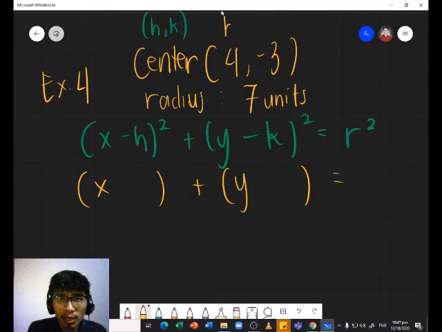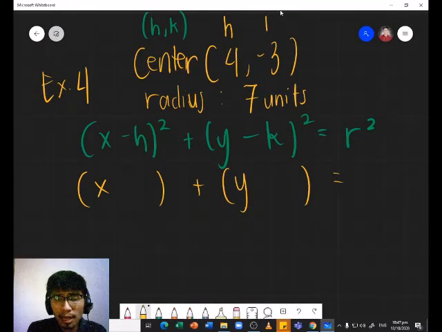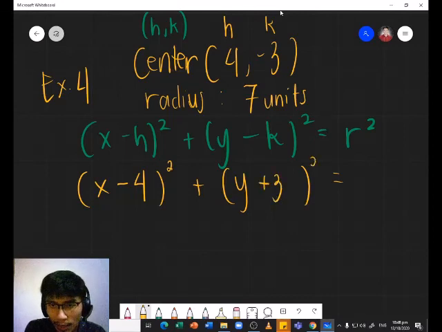What is your h here in the given? My h is 4 and my k is negative 3. Same thing, if your h here is positive 4, what will happen in the equation? You simply get the opposite sign. What is the opposite sign of positive 4? So that is x minus 4 squared. And for y, that is k. What is the value for k here? That is negative 3. What is the opposite of negative 3? That is positive 3. So it will become y plus 3 squared.